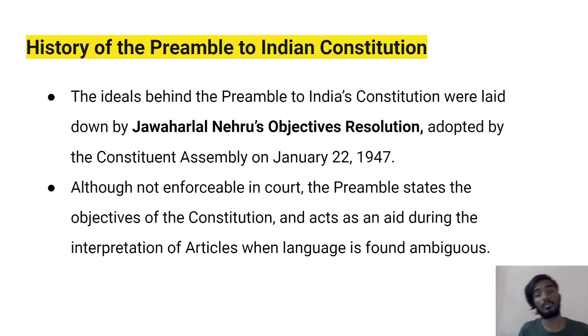The ideals behind the preamble to India's constitution were laid down by Jawaharlal Nehru's Objectives Resolution, which was adopted by the Constituent Assembly on January 22nd, 1947. Although not enforceable in court, the preamble states the objectives of the constitution and acts as an aid during the interpretation of articles when the language is found ambiguous. So you can understand that the preamble is not enforceable in a court of law, but it will be used by the courts to interpret certain articles or any other provisions of the Indian constitution when the language is found ambiguous.